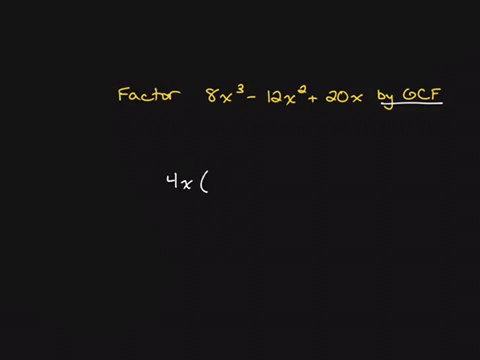Now, I've got to put this thing back together again. And so to do that, I'm going to divide each term by the common factor. So 8 divided by 4 is 2, and x cubed divided by x is x squared, minus 12 divided by 4 is 3, x squared over x is x to the first, plus 20 over 4 is 5, and the x's just cancel, and that would be factoring by the greatest common factor.